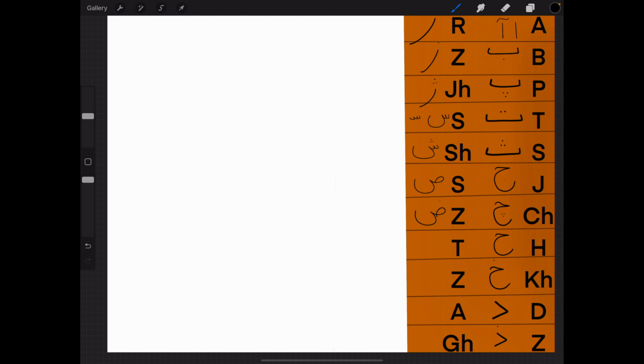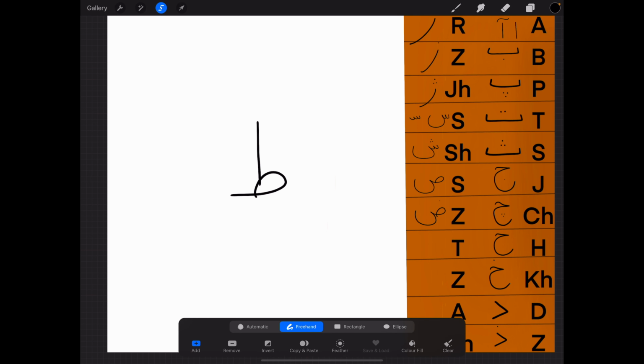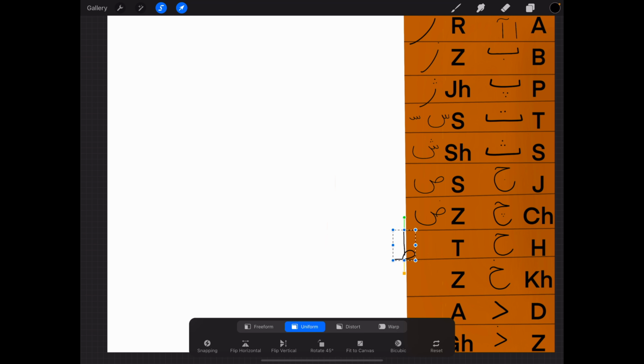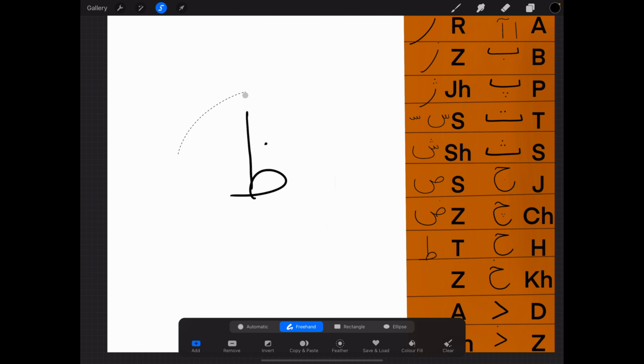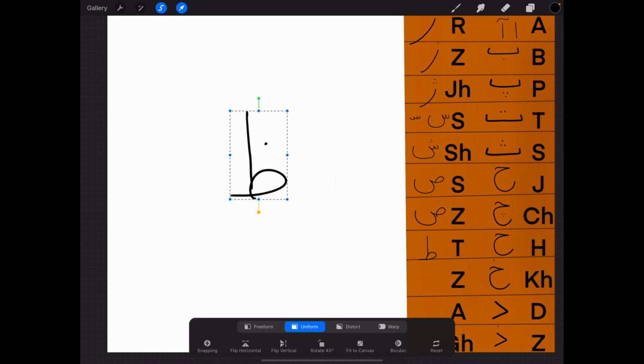Next one is Toy. Toy kind of looks like Sod and Zod, except that it doesn't have the pouch. So you've got your Toy. Here we go. And the equivalent for that would be T in English. And then you've got Zoe. Toy, Zoe. This has a dot on top. And the equivalent for Zoe would be, guess what? Say it again.